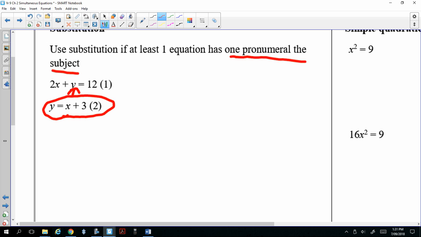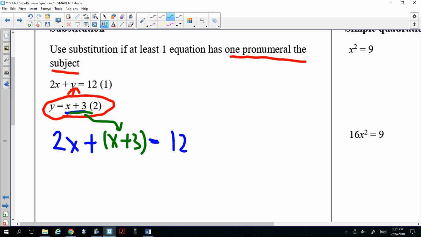Right, y is the subject, so substitute that into y. You write 2x plus, and then you replace that y by x plus 3. Make sense? That's why it's called substitution. You replace the pronumeral by the other pronumeral, and once you do that, you collect like terms. The y is substituted, so there's only one pronumeral left.